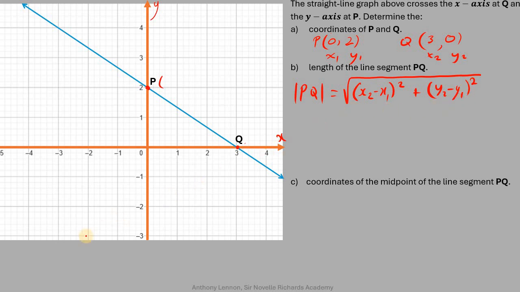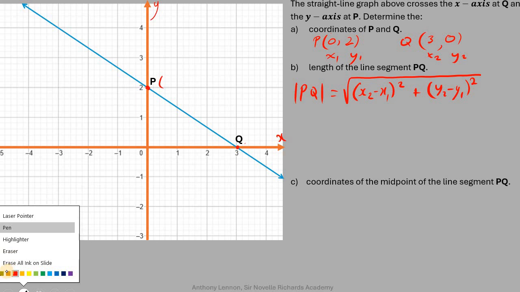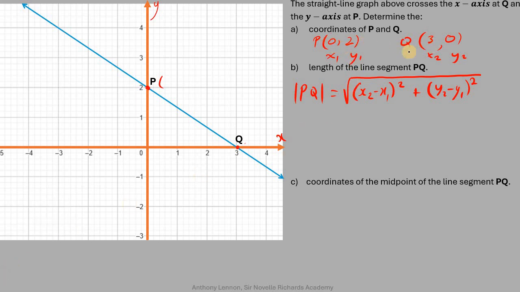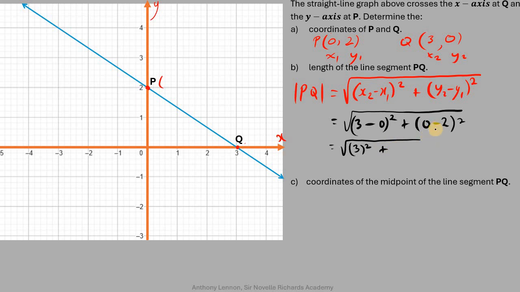Okay, so now what we're going to do, we're going to enter those values. Now I would have labeled the points P and Q, and using this formula we can substitute. x2 is going to be 3 minus x1, which is 0. I'm going to have those in brackets, squared. y2 is 0 minus y1, which is 2, squared. And this will give us 3 minus 0 is simply 3 squared, plus 0 minus 2, that's negative 2 squared.